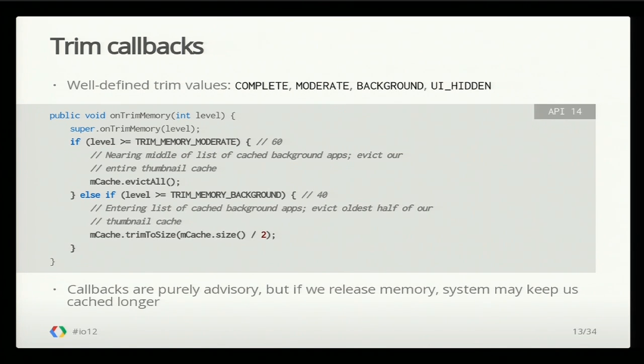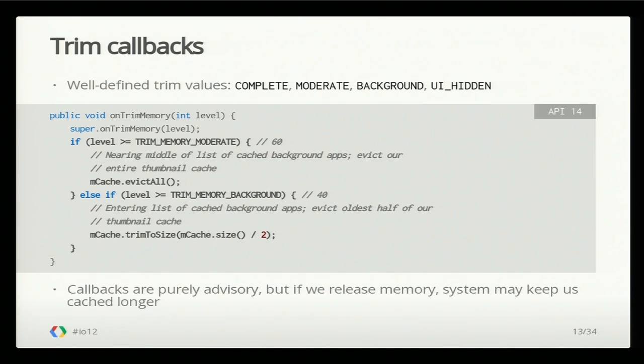So if the user does decide to come back to our application, we still have some of the photos around the area the user was just looking, so it's fast and responsive there. But photos that are further off in the periphery, we've been able to release that memory back to the system. And just a side note, trimToSize is actually a private method on the LruCache class, but you can make a copy of the class and make it public if you need to use it.